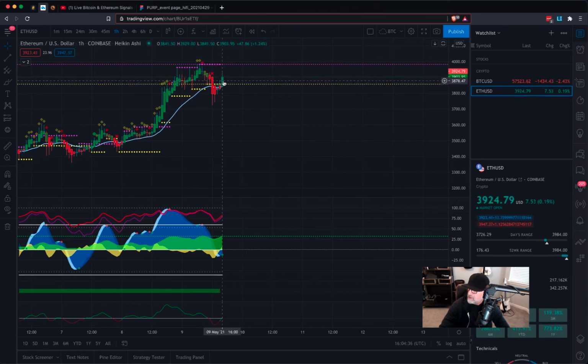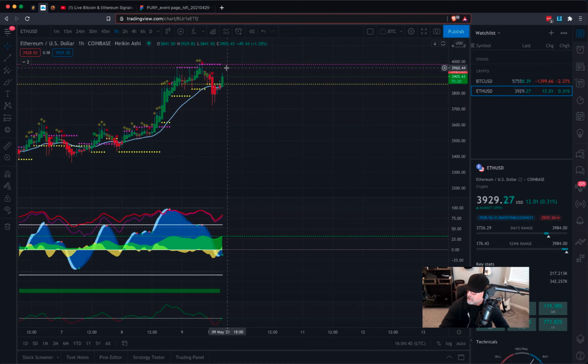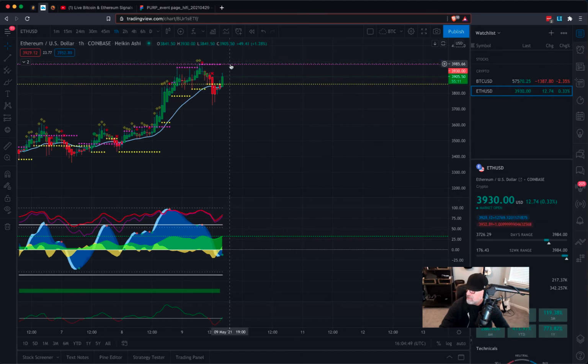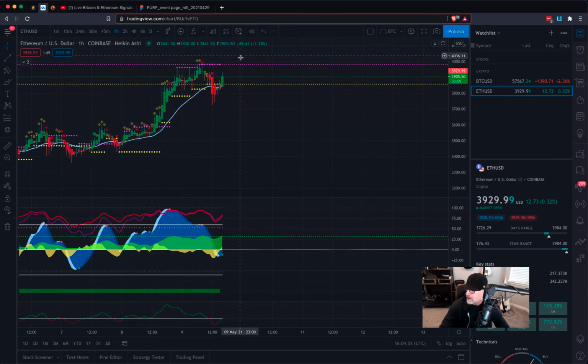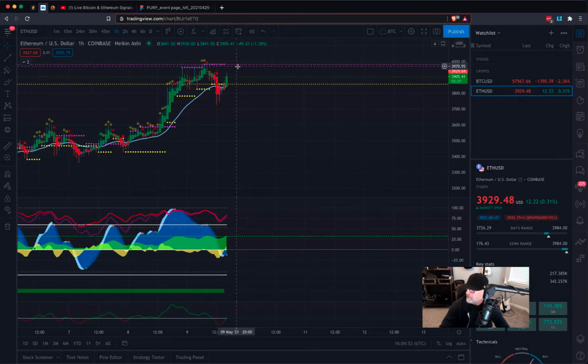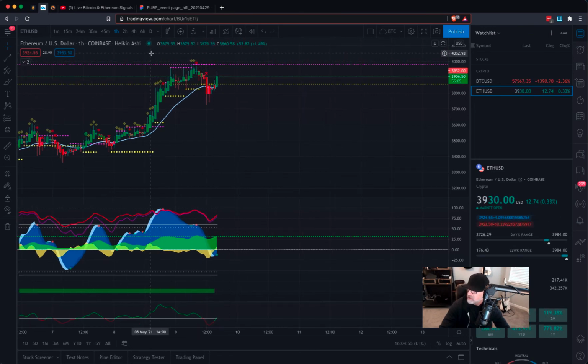I'm hoping that this is an indication on the 1 hour that we're at least headed to retest that 39.60 to 39.80 price point. We might see enough momentum to break through that. But for now, we're still on an upward trend.